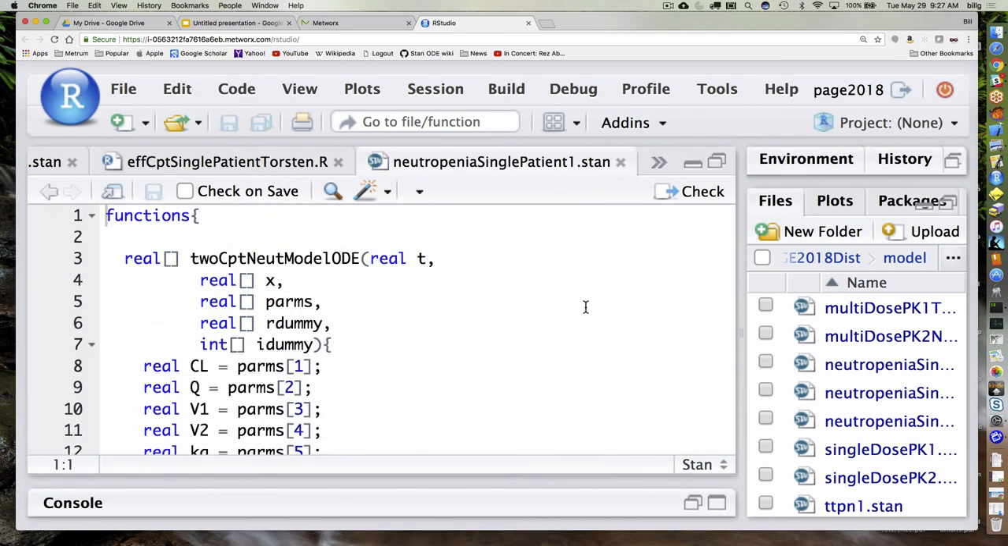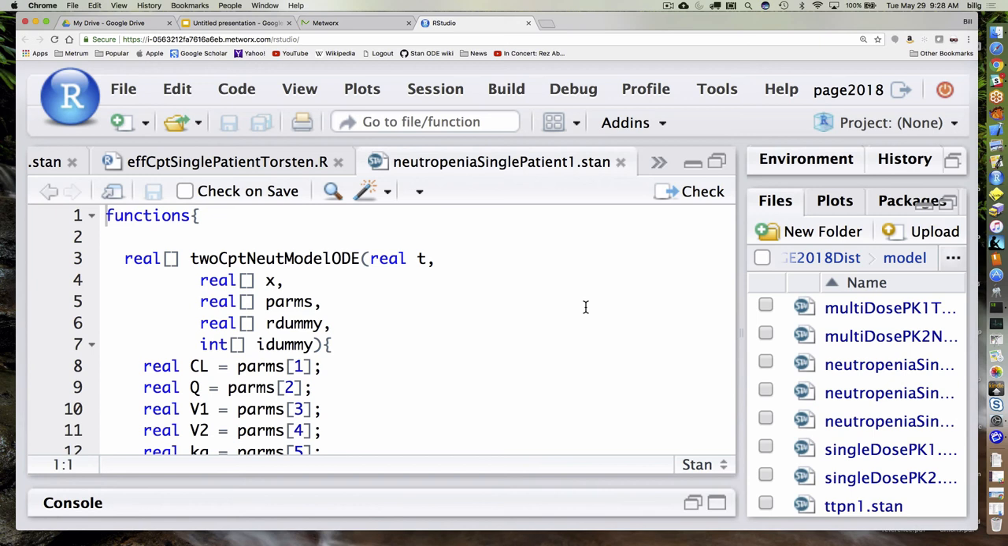Okay, so one of the things I need to do in this, it doesn't have to be the first thing, is specify that system of ordinary differential equations. Again, with Torsten, the syntax for specifying the ordinary differential equations is the same as when you're doing it directly with the ODE solvers in RStan. So you've got to return a real array. The first argument has to be a scalar for the time. And then the rest of them are arrays.